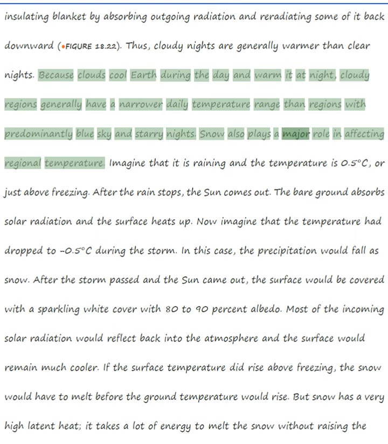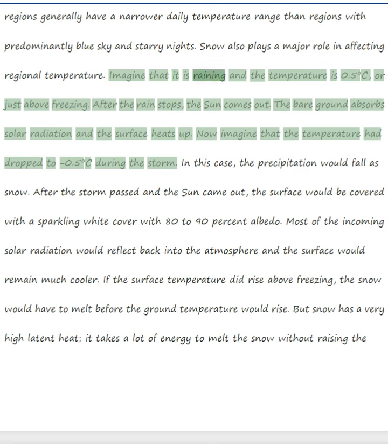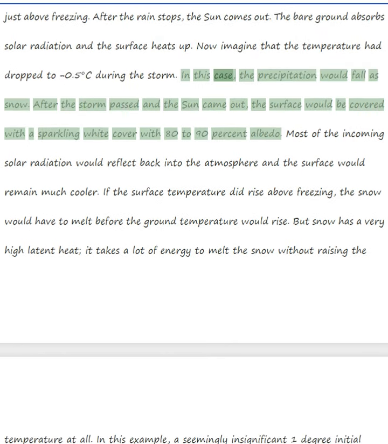Snow also plays a major role in affecting regional temperature. Imagine that it is raining and the temperature is 0.5 degrees Celsius, or just above freezing. After the rain stops, the sun comes out. The bare ground absorbs solar radiation and the surface heats up. Now imagine that the temperature had dropped to -0.5 degrees Celsius during the storm. In this case, the precipitation would fall as snow.